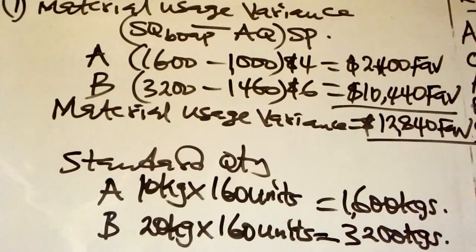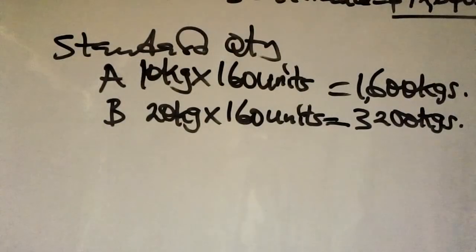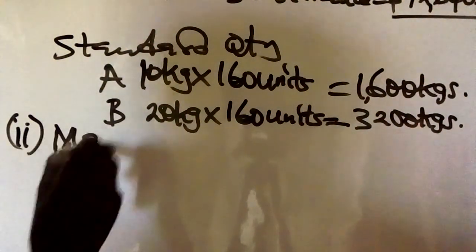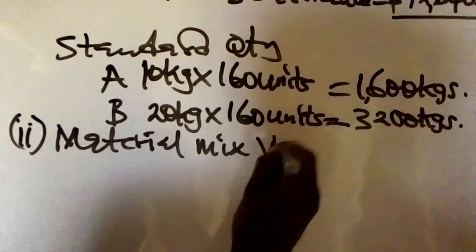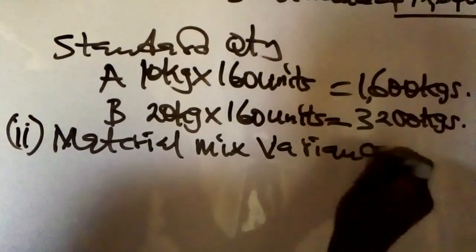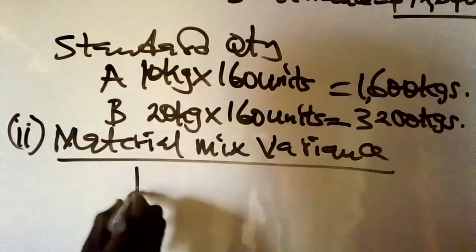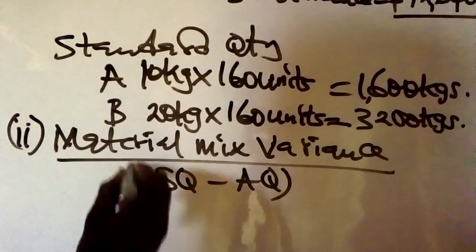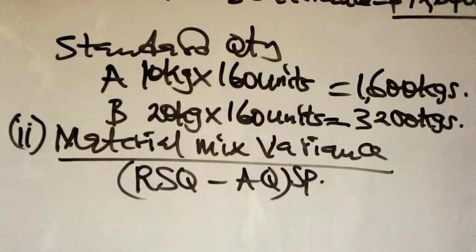Then the next one is the material mix variance. That is number 2. I've told you that the material mix variance is the difference between the revised standard quantity minus actual quantity, multiplied by the standard price. Then that means we need to compute the revised standard quantity.